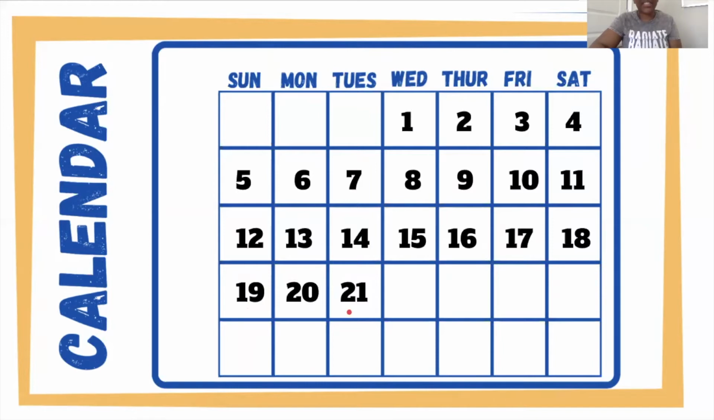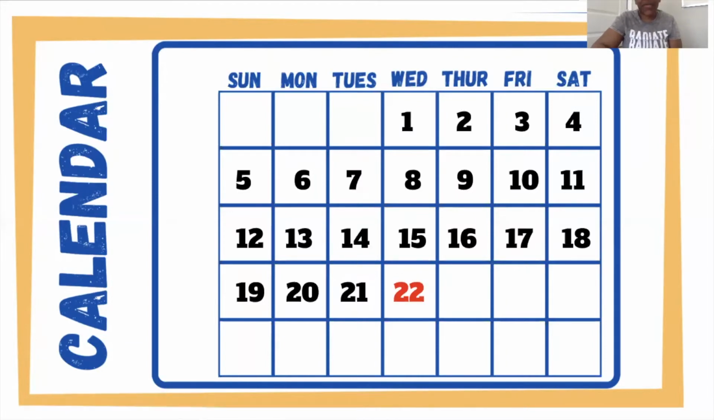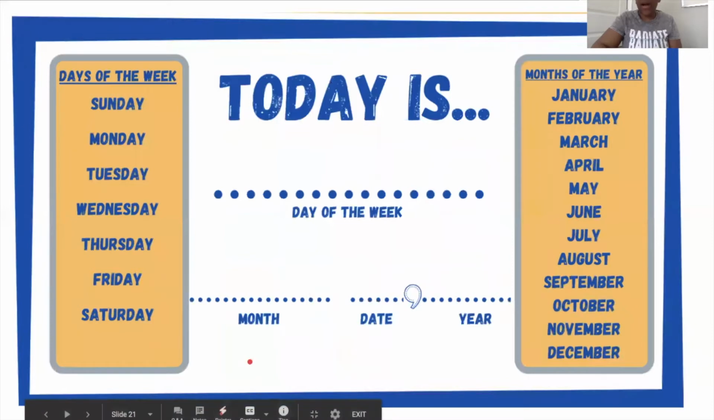If yesterday was day 21, what is today? What number is one more than 21? You got it. Today is day 22. We say that today is the 22nd. All right. So what is today?